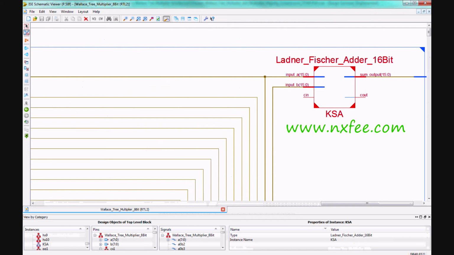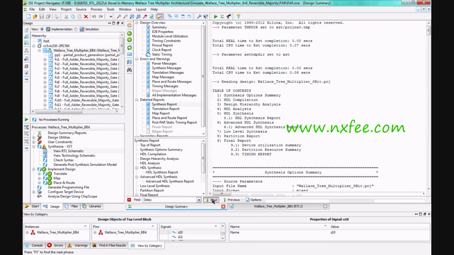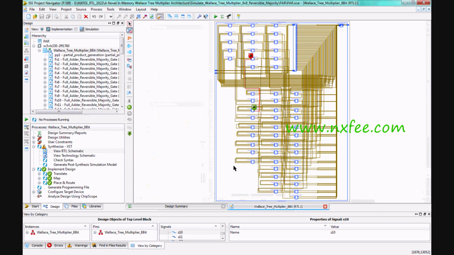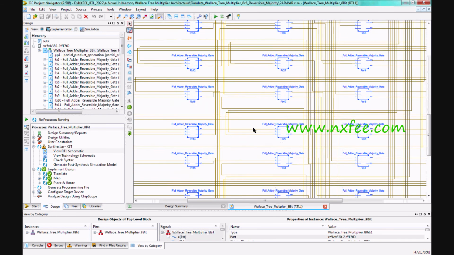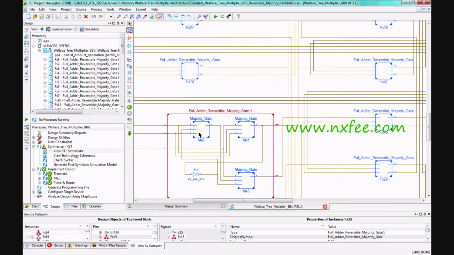And the second design is without compressor. This is the design for the without-compressor method. Here you can check the number of LUTs, occupied slices, and IO bits. You can check the synthesis delay, 9.820, and the RTL schematic. In this design we did not use any compressor. It is totally designed with the full adder of the reversible majority gate.